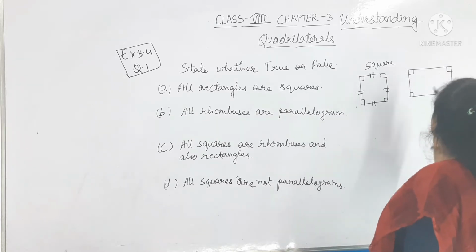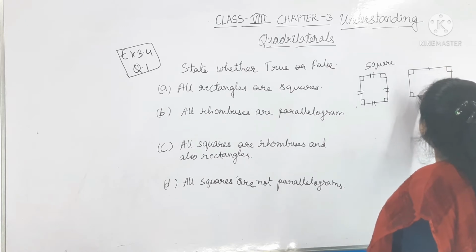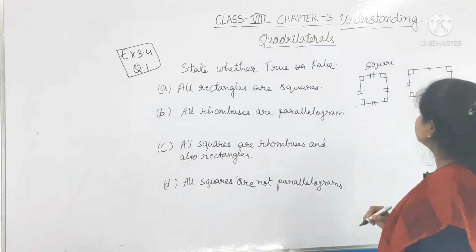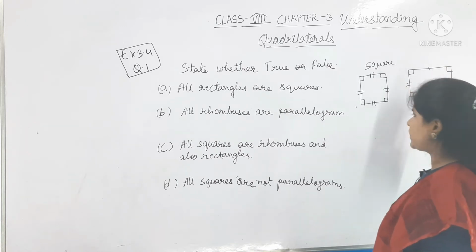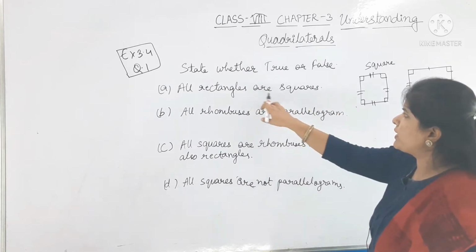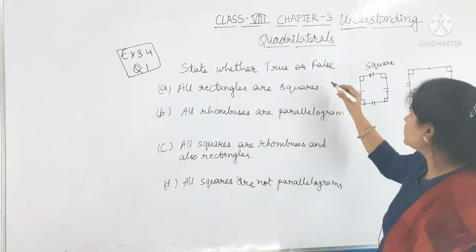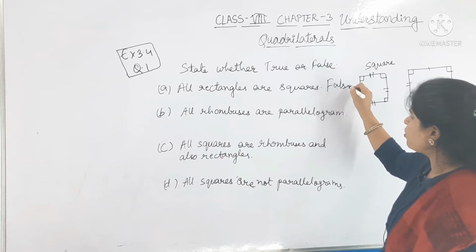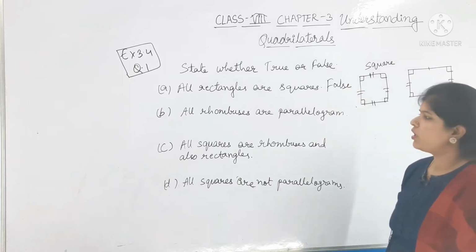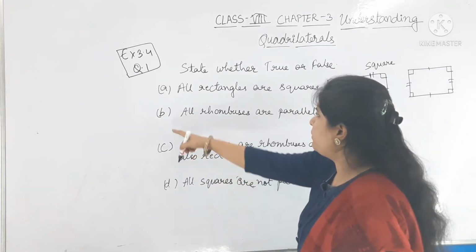But the opposite sides are equal here. Not all four sides are equal. So all rectangles are not squares, which means this statement is false. Right? Now, come to the B part.